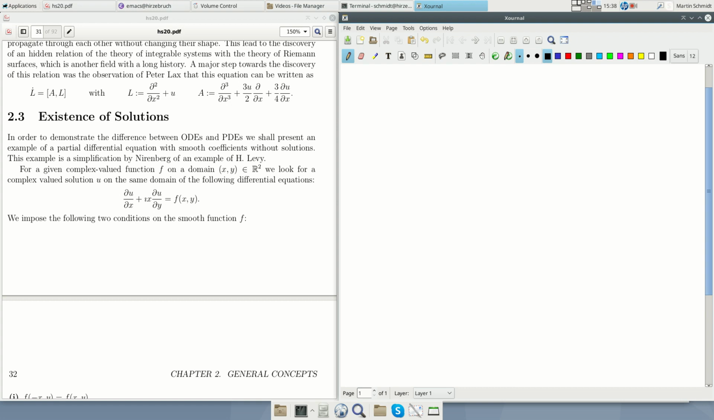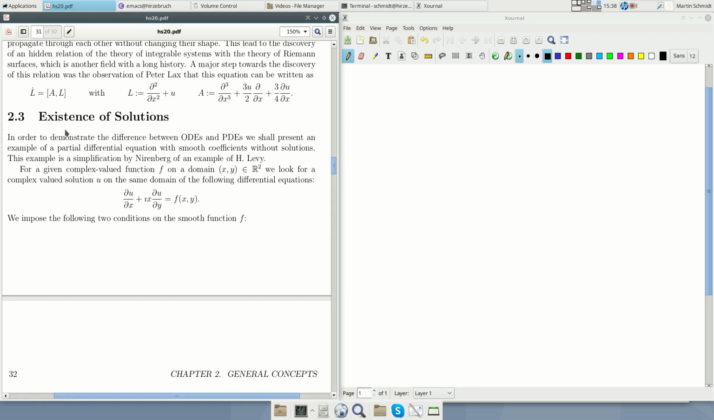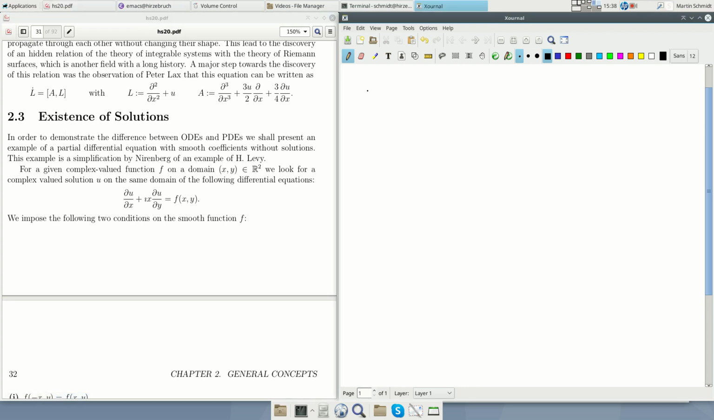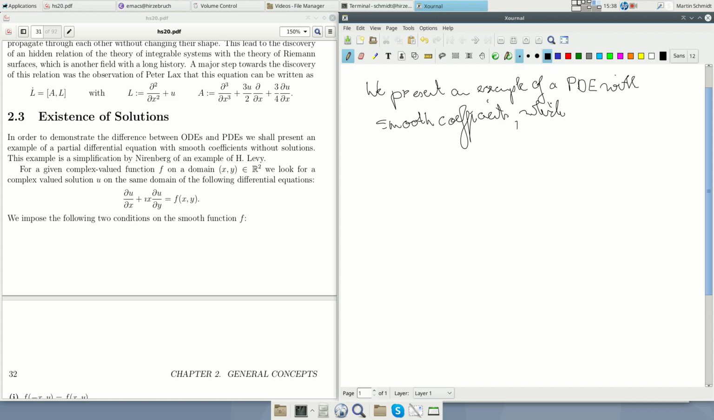This is rather small. So the section is called Existence of Solutions, and the content is that we present an example of a PDE with smooth coefficients, which has in the neighborhood of one point no solution at all.